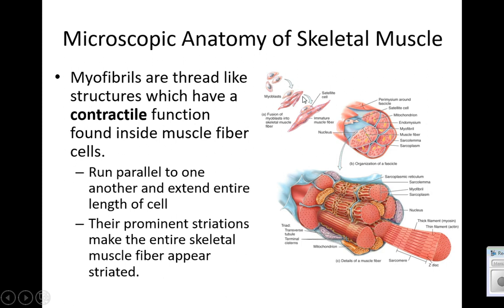And they fuse together. As they fuse together, the nuclei are still left intact, which explains why skeletal muscle ends up as a multinucleated cell. Now, the nucleus or the nuclei will always be more prominent towards the outside of our muscle fiber, just deep to its plasma membrane, which is known as the sarcolemma. And I'll talk more about that in just a second.